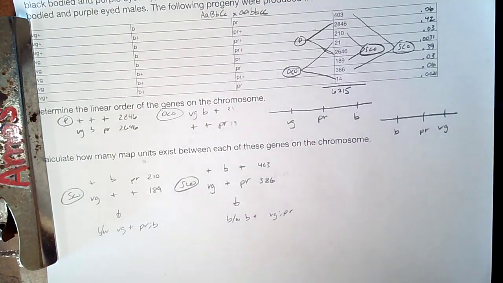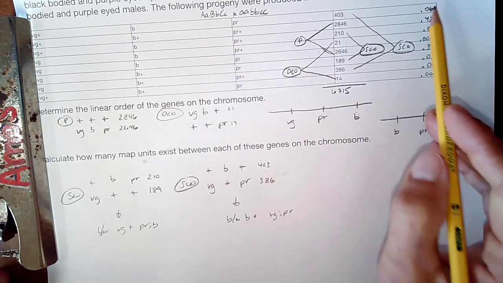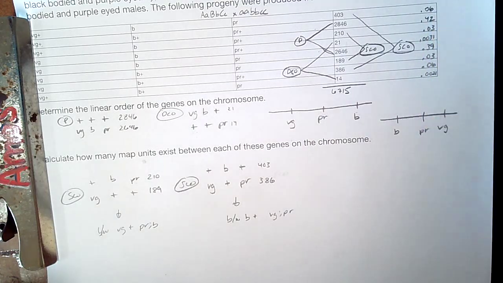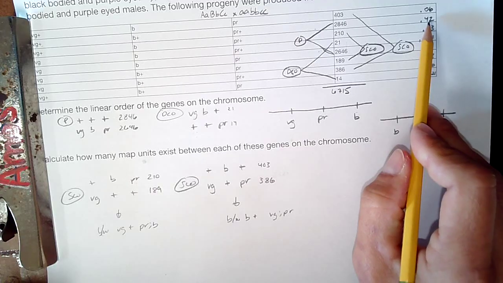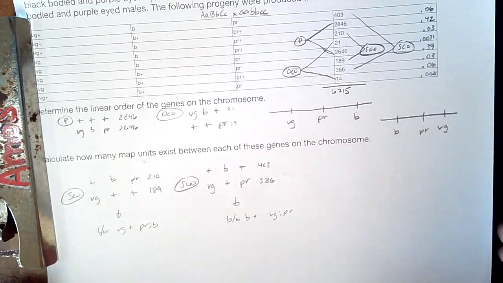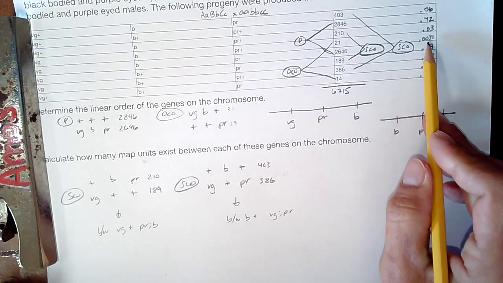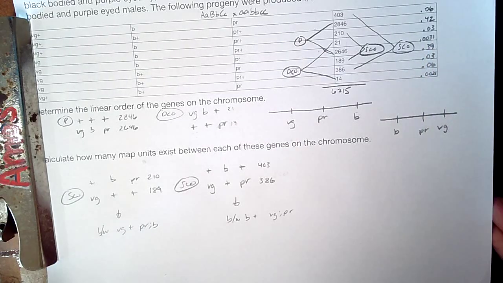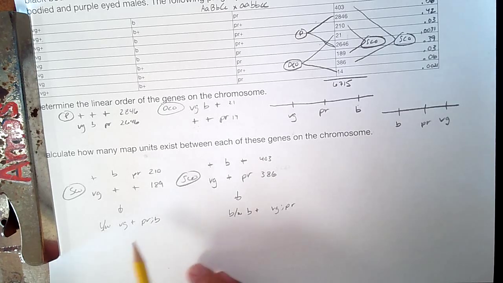So those represent the probability or the frequency of each of these different kinds of events. You'll notice that some of them are really small. We've got 0.06 up here, basically 6% of the time. Some of them for the parental are much larger, 0.42. And then the double crossover events, which are really rare, are really small, like 0.0031, 0.0021. That's okay. We're still going to take those into account when we come down here to calculate our map distance units.